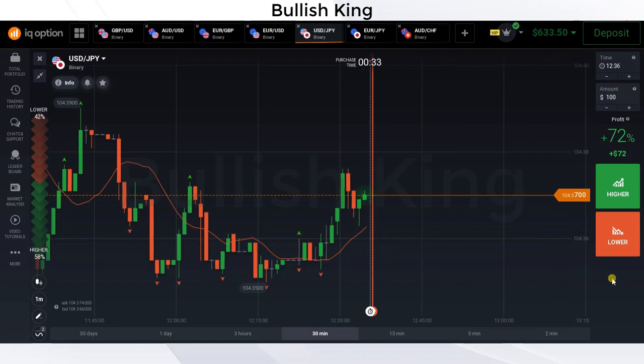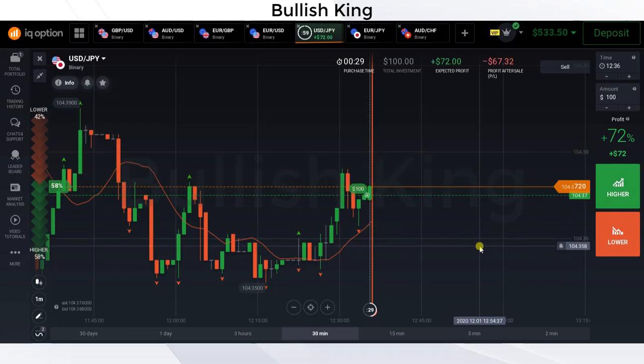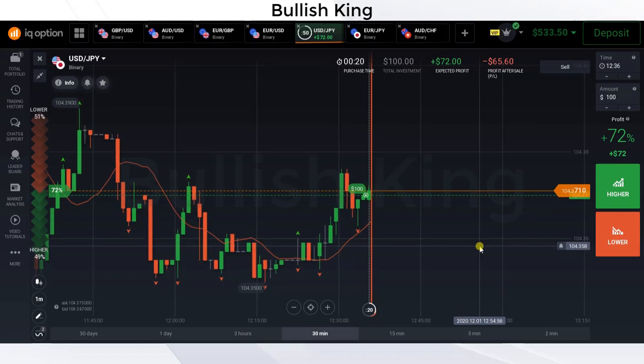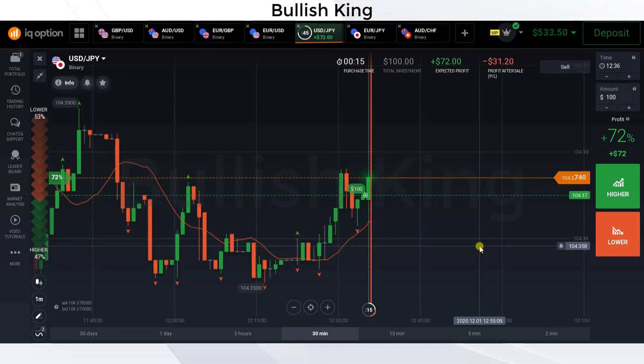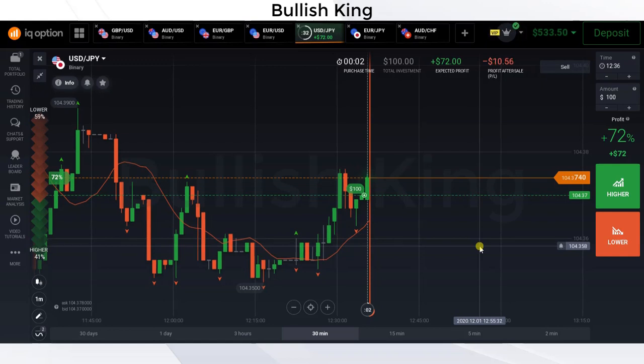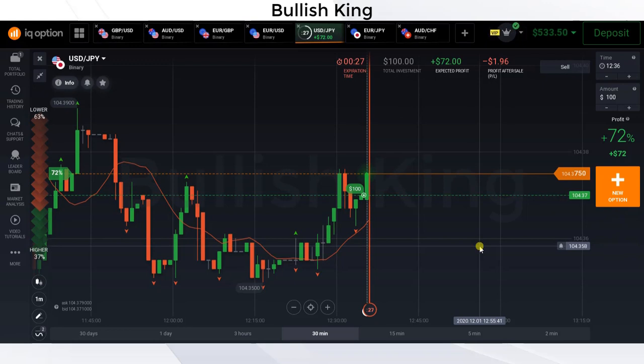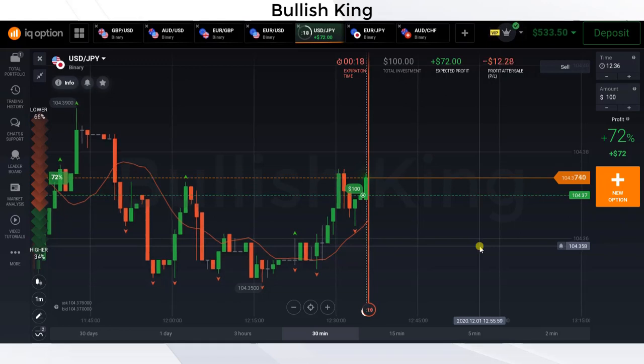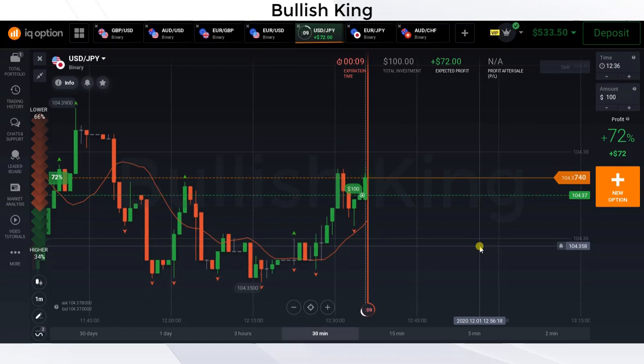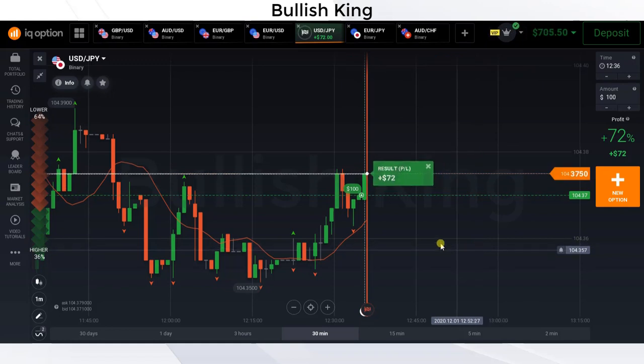As you will see, the fractal appears below and the candle breaks the 14 moving average above. So here we place a buy trade. We won this last trade.